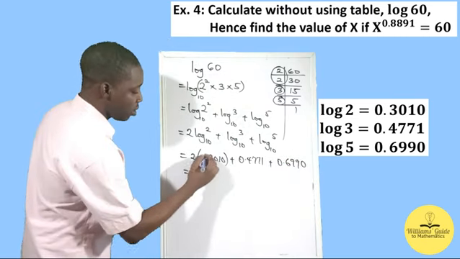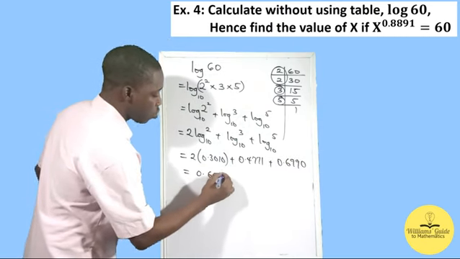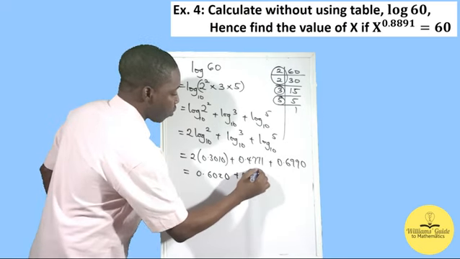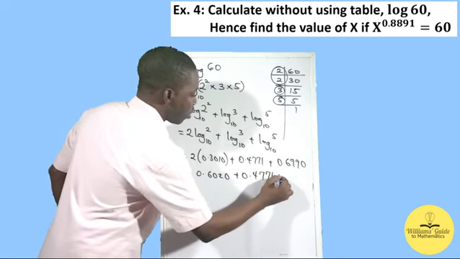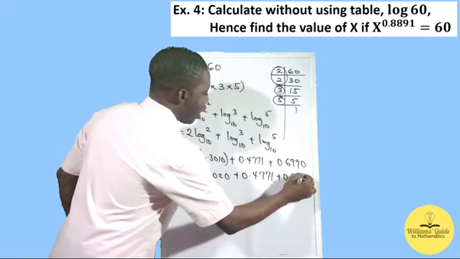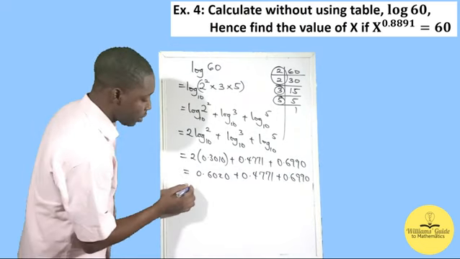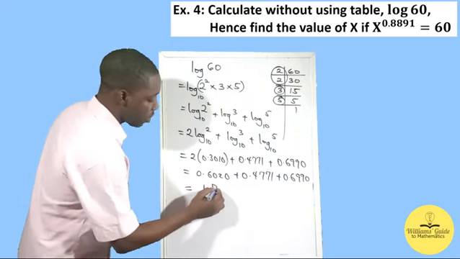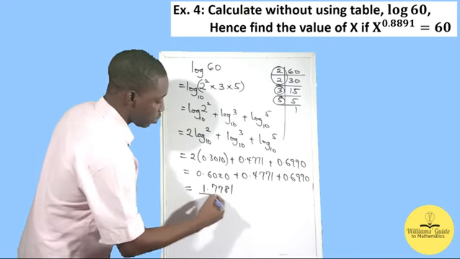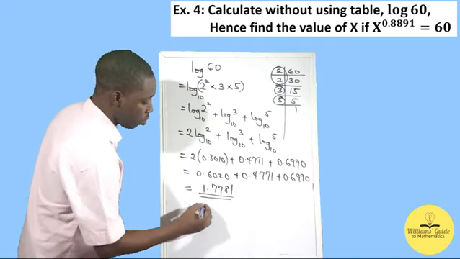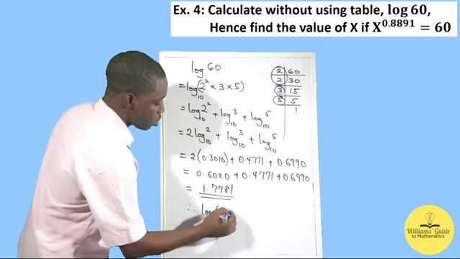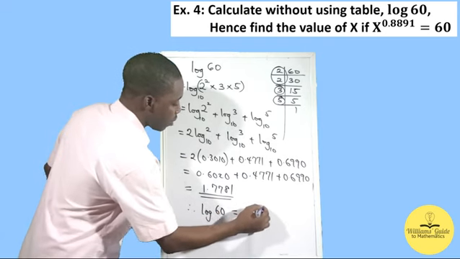So multiplying this, we have 0.6020 plus 0.4771 plus 0.6990. Adding everything, we have 1.7781. Therefore, log 60 equals 1.7781.